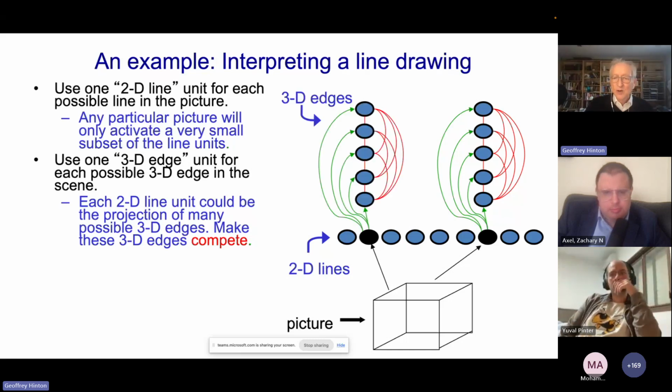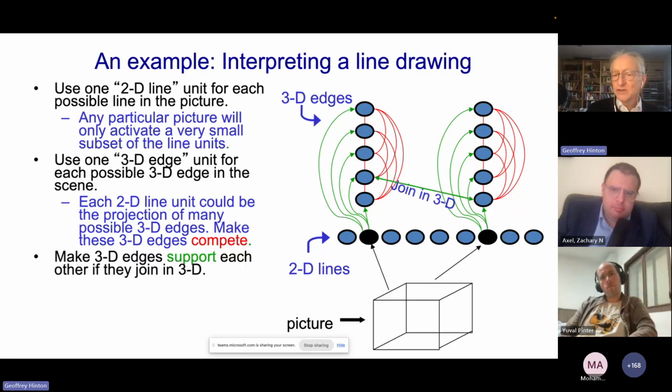And then we can say, we have some prior beliefs about objects in the world. For example, we believe that if you see two lines, like the lines that these arrows come from at the bottom, then probably if they meet in the image, they meet in depth in 3D. So we could put in a connection between the interpretations of these two lines like that. Suppose those are two lines that actually join in 3D.